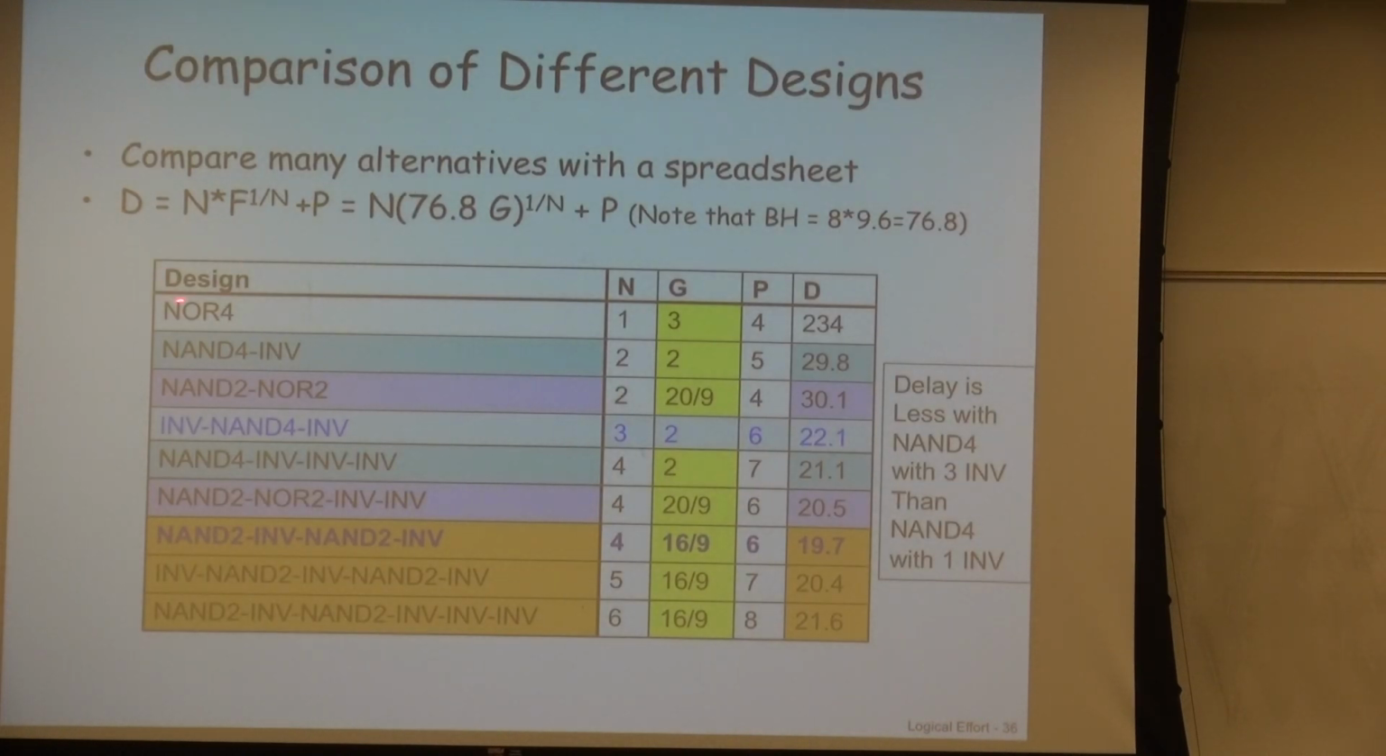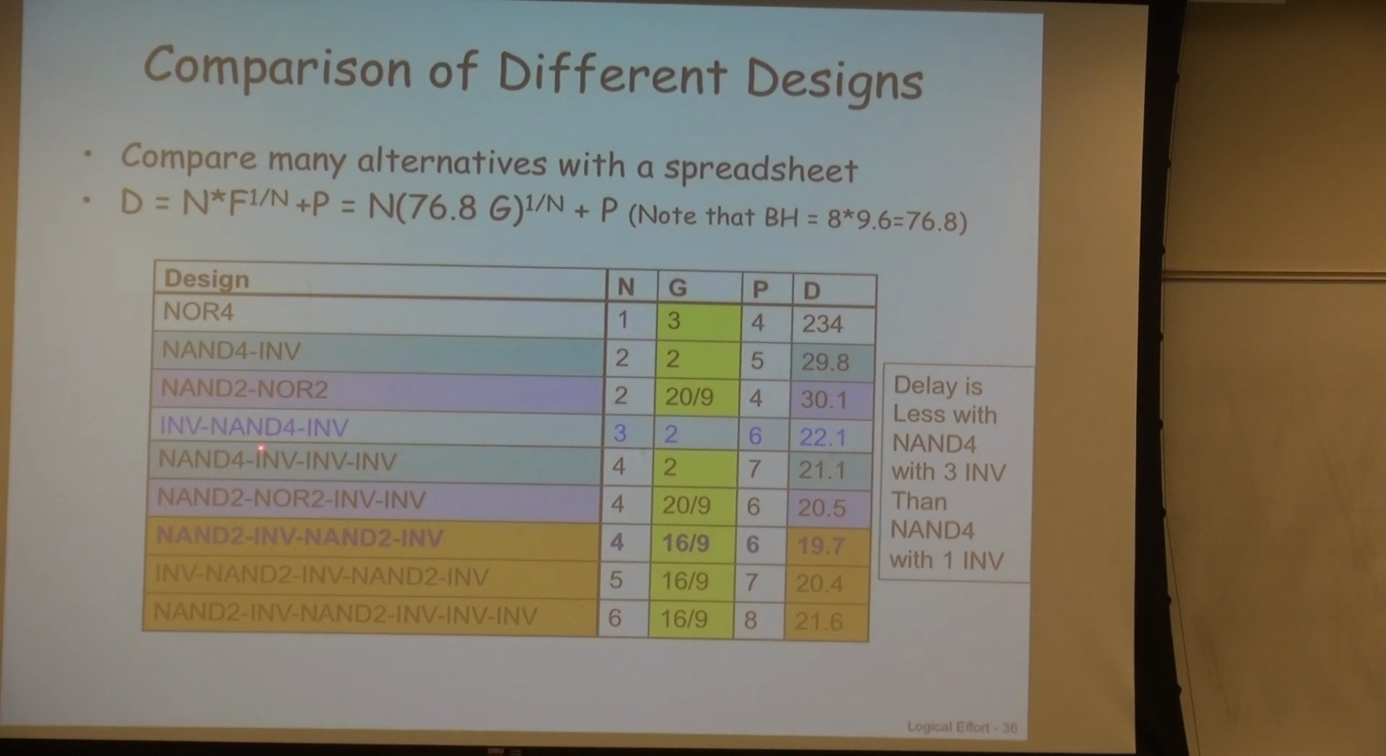If I use NOR gate, then the delay in a similar way will be 234. If I use NAND4 and inverter, it is 29.8. That is single inverter, right? I told you that if I add inverter, I can reduce the delay. NAND4, inverter, NAND4, inverter, 22.1. So this is what it is, that here I have 3 stages, here I have 2 stages. The overall delay is higher here than here, inverter, NAND4, inverter.